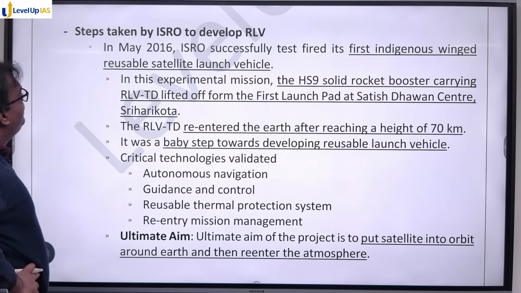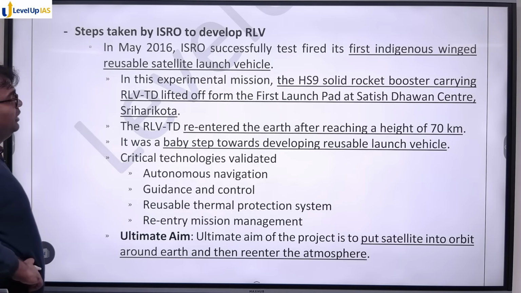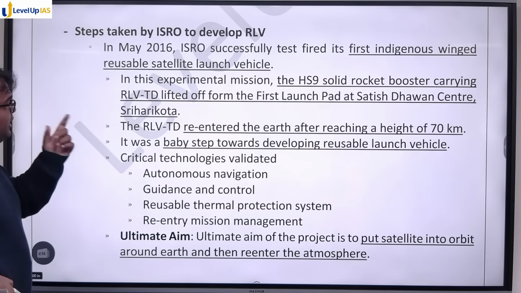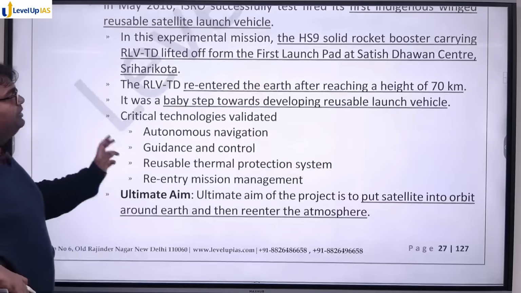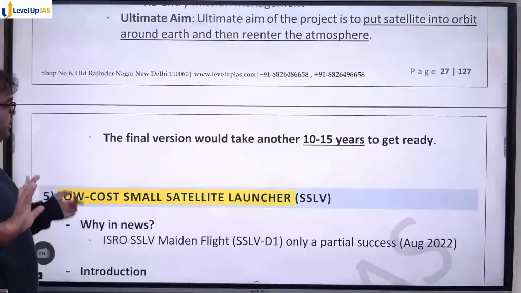In May 2016, ISRO successfully test-fired its first winged reusable launch vehicle. In this experiment, the HS-9 solid rocket booster carrying the RLV-TD, reusable launch vehicle technology demonstrator, lifted off from the first launch pad at Satish Dhawan Center. RLV-TD re-entered Earth after reaching a height of 70 km. It was a baby step towards developing a reusable launch vehicle. बाद में और चीजें डेवलप करने की जरूरत पड़ेगी.